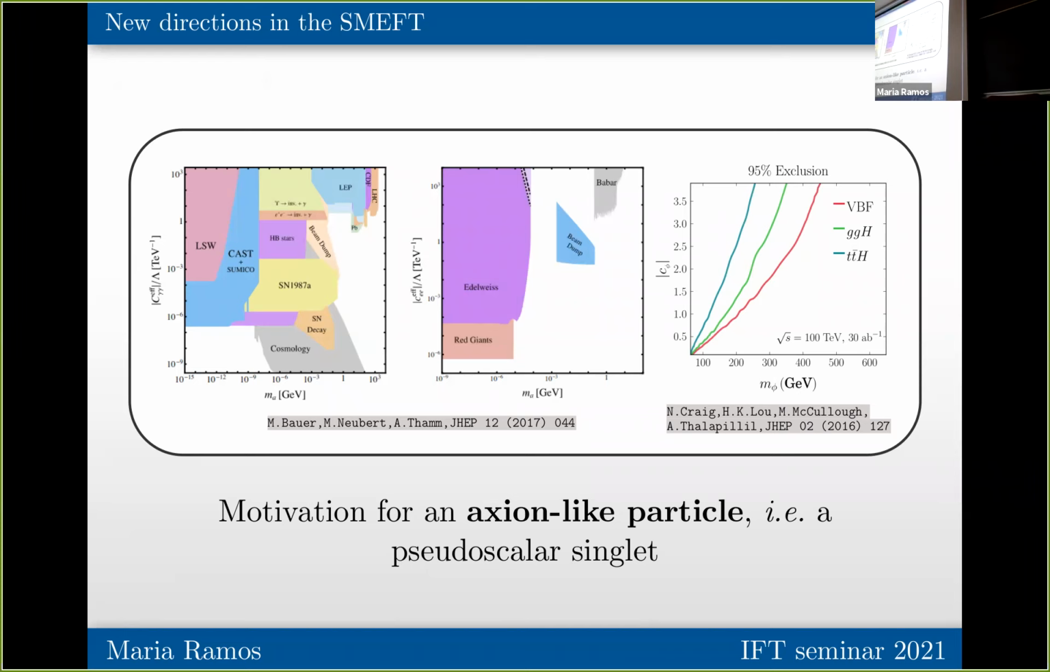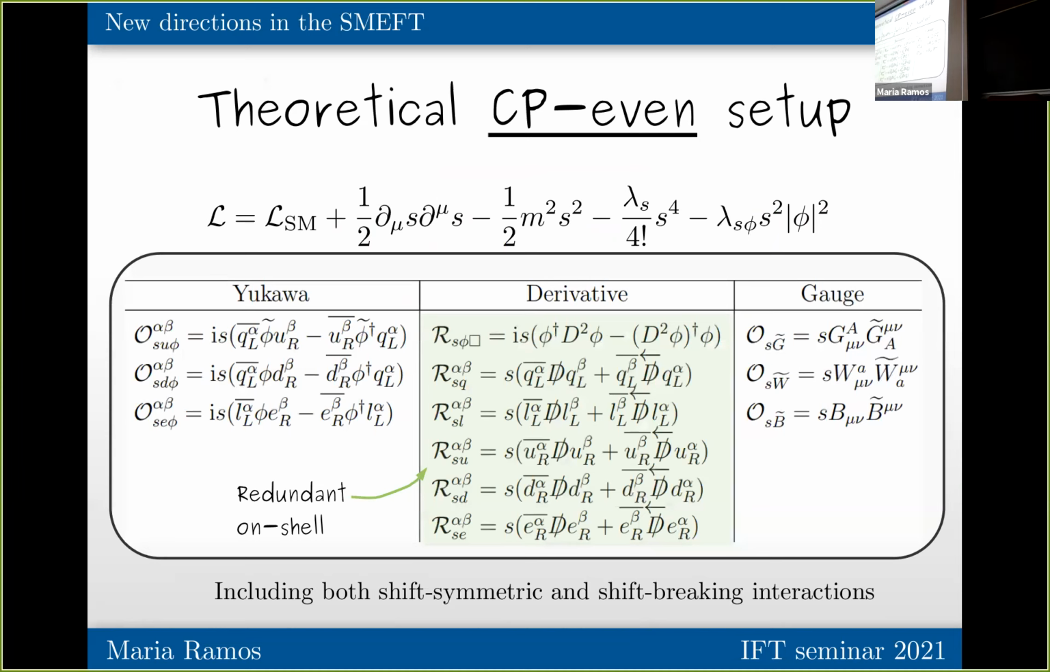Maria, question. With the pseudoscalar singlet, are you in any case taking only derivative couplings? No, it's completely general. CP-even, singlet. This is our framework. You see, you have here everything you can write, assuming only that the UV is CP even. So we are considering this sector in isolation.